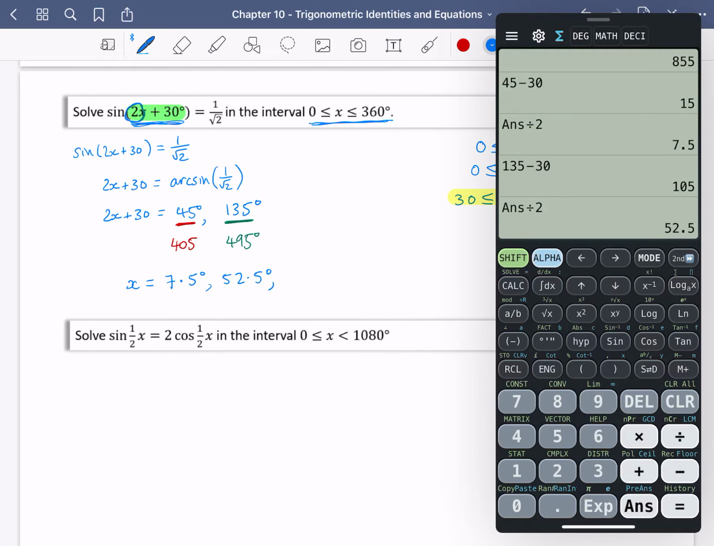And then my next one is going to be 405. I'll take away 30, and then I'll divide by 2, and I've got 187.5 degrees. And then I'm going to do it with the last one, which is 495. I'll take away 30, and then I'll divide by 2, and I get 232.5 degrees. So I have 1, 2, 3, 4 solutions here that I've done to 4 decimal places.